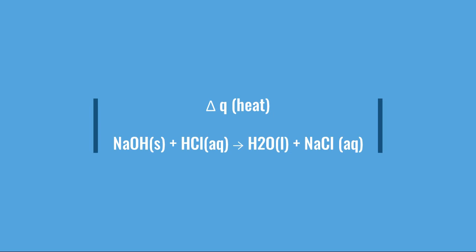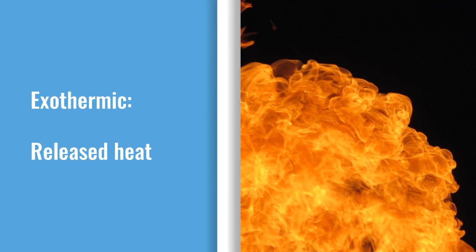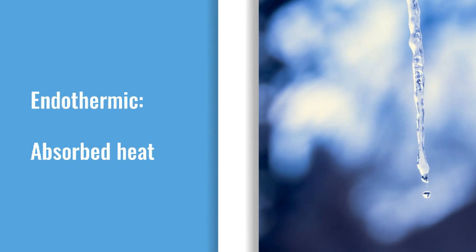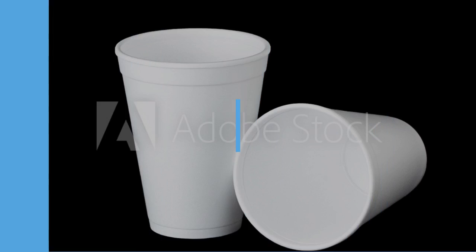For example, if I wanted to measure the change in heat of the reaction between sodium hydroxide and hydrochloric acid, I could mix the two and see if the surrounding solution increases or decreases in temperature. Calorimetry is useful for determining whether a reaction was exothermic, meaning it released heat, or endothermic, meaning it absorbed heat.